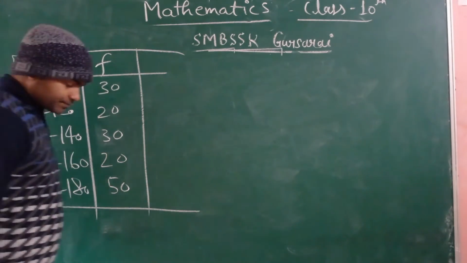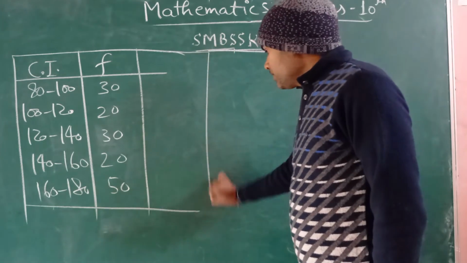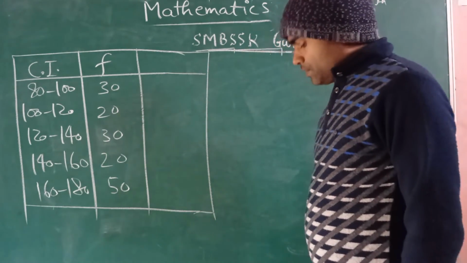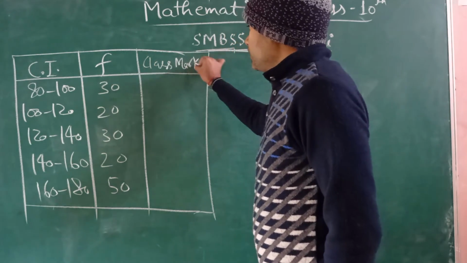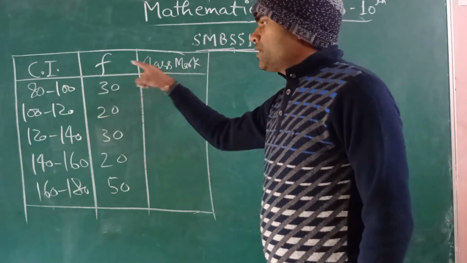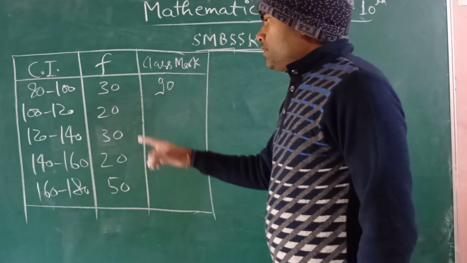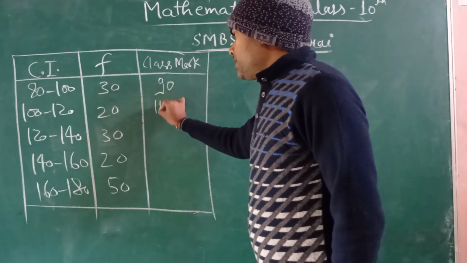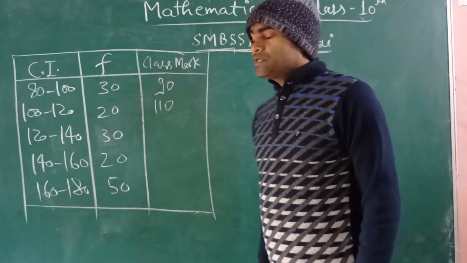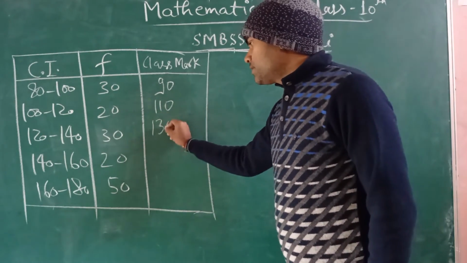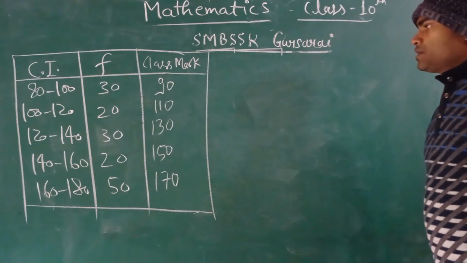So first of all, we calculate the class mark or mid value of these given class intervals. So just write down, the class mark is given by upper limit plus lower limit by 2. 100 plus 80, 180 by 2, that is 90, and the second one, 220 by 2, 110. I have told you the difference is equal to the class interval of 20. 110, after that 130, after that 150, and at last 170 is the value for the class mark.